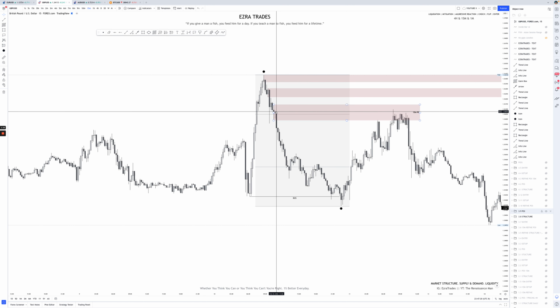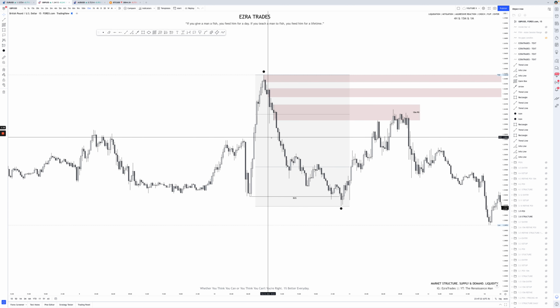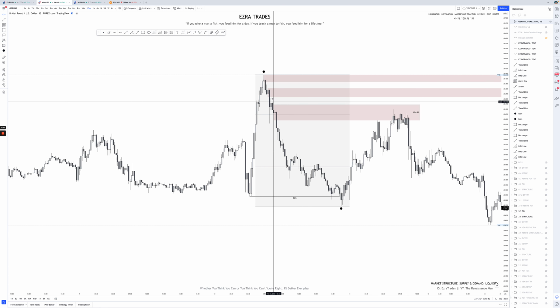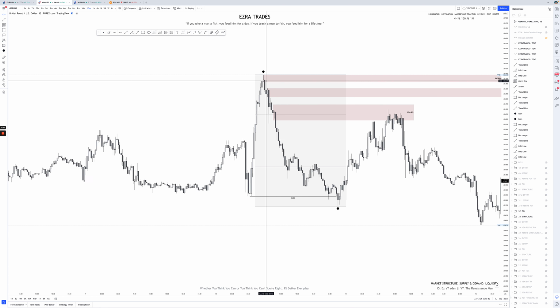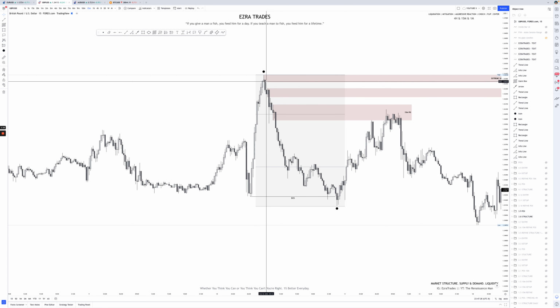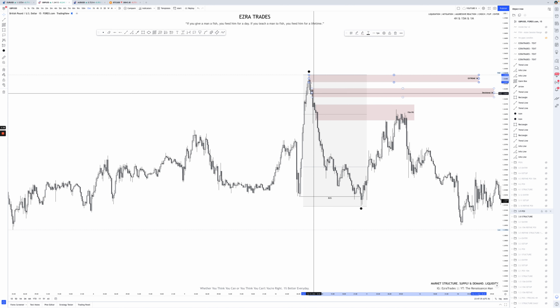This one's at the 70%, which is valid, right? Because if it was above 50, it'd still be valid, right? We have this area and this area. These two are very interesting. So this is an extreme. Here you have a wick, right? Didn't really sweep anything in here because we were still making highs.